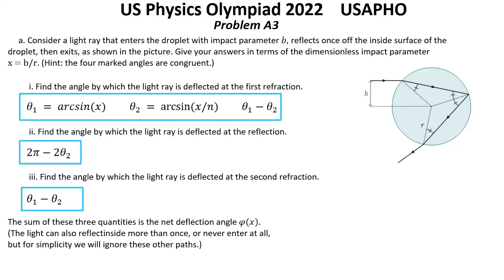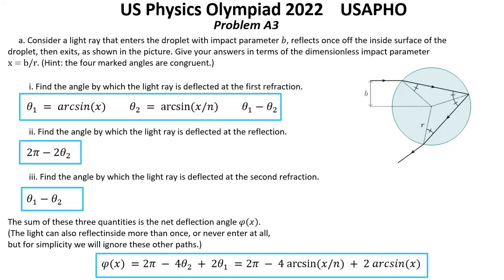Thus we conclude the total deflection angle as a function of x, φ(x), equals 2π minus 4θ2 plus 2θ1, or this expression: 2π minus 4 arcsine(x/n) plus 2 arcsine x. That was the solution for question A.